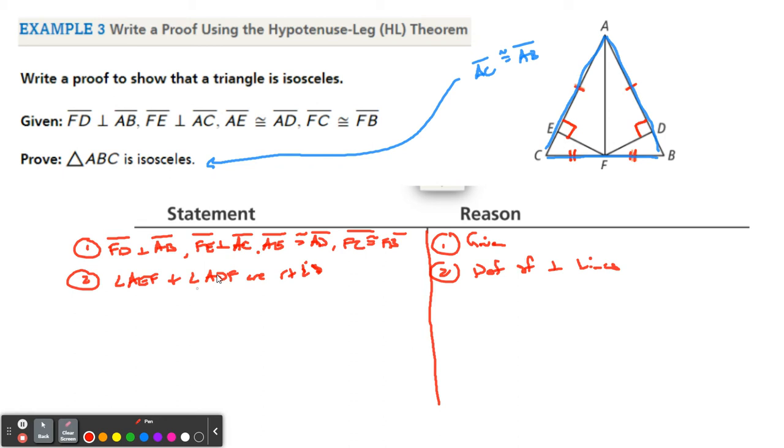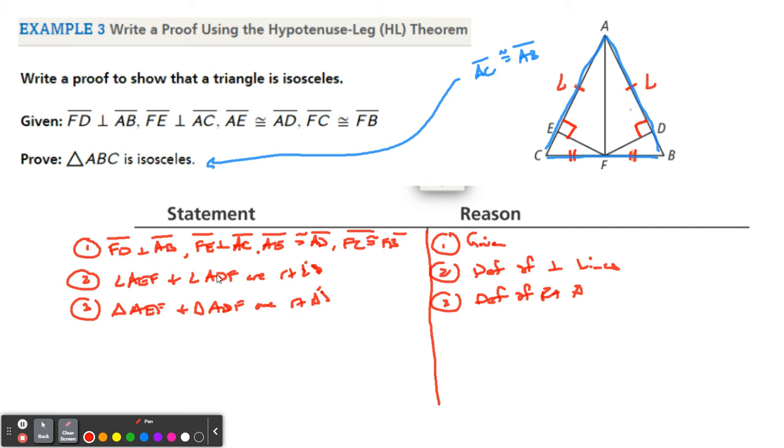So we've established that triangle AEF and triangle ADF are right triangles. And that is by the definition of a right triangle. A right triangle has to have a right angle, right? So there we go. So in these two right triangles, AE and AD, those are legs, right?